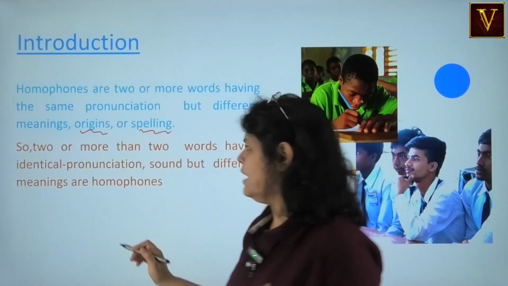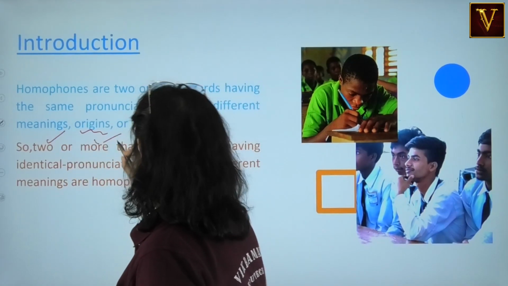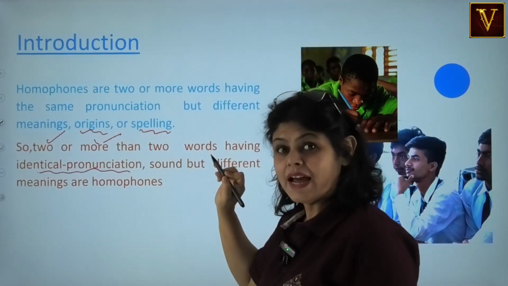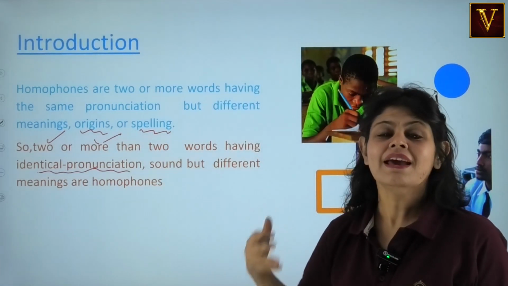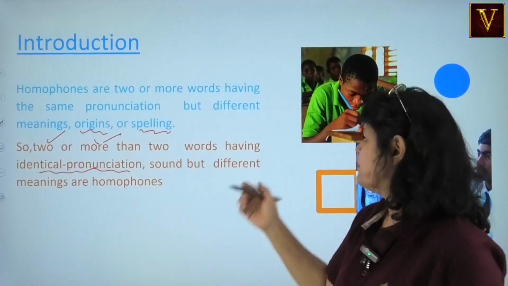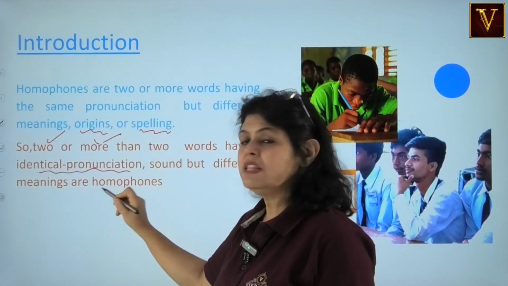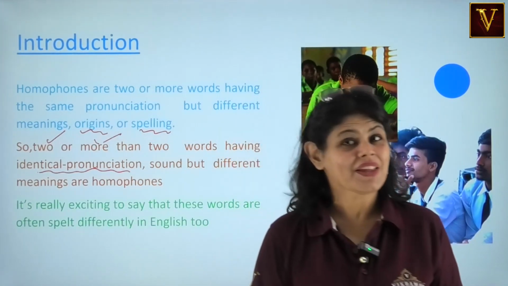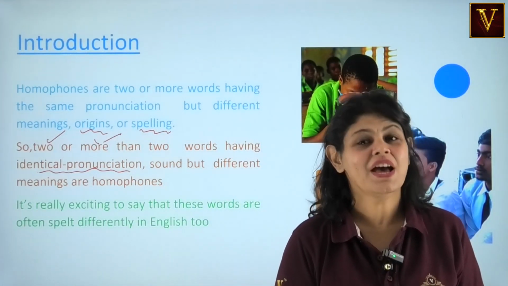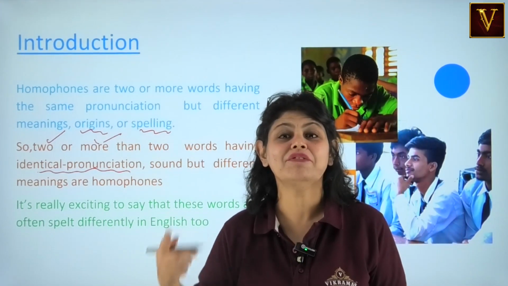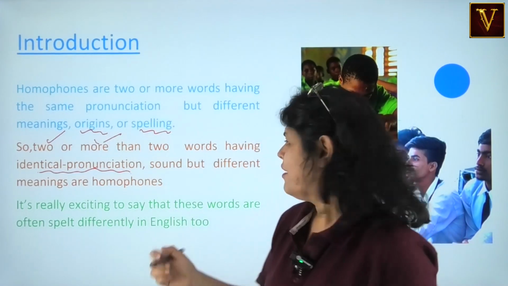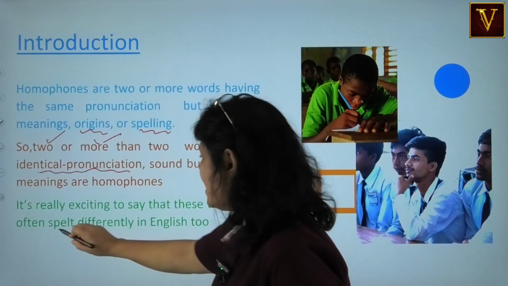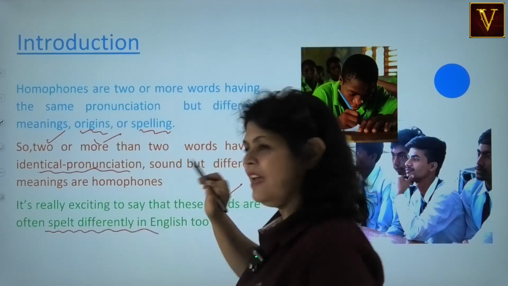So, primarily, two or more words having identical pronunciation, that is, the pronunciation would be exactly the same, but different in meaning, are homophones, right? Isn't it interesting to find out that even homophones have different spellings in English too? It's really exciting to say that these words are spelled differently in English.